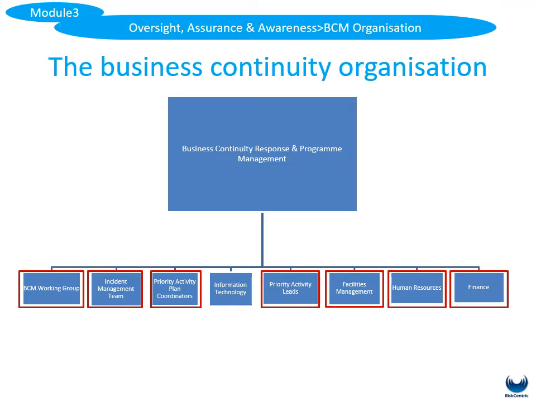The information technology representation has two distinct roles. Firstly, to ensure that the organisation's IT recovery capabilities are aligned to its recovery needs, and secondly, to support and possibly lead in some circumstances. Some incidents, such as a cyber attack, will require that the IT function takes the lead in response and recovery actions.